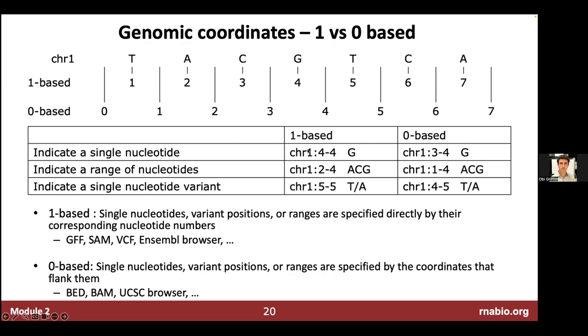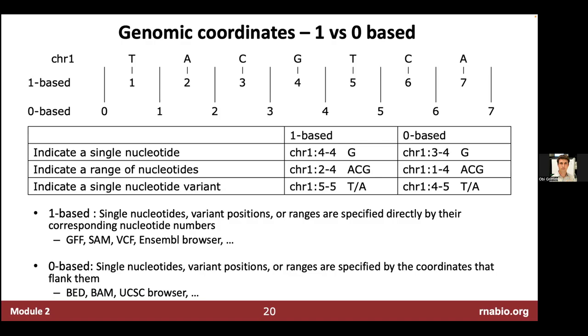And I'm just showing some examples to make it real. These are things we deal with every day. A single variant might be represented like this: it's on chromosome one from position four to four, and it's a G. But in the zero-based system, it's at position three to four, because you're basically giving the coordinates that flank the base rather than the coordinates that directly represent the base.